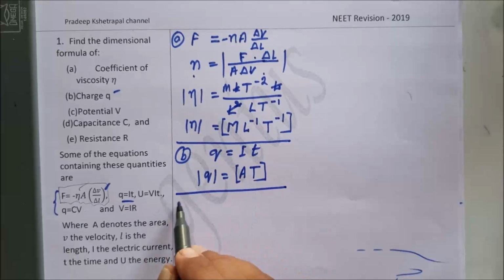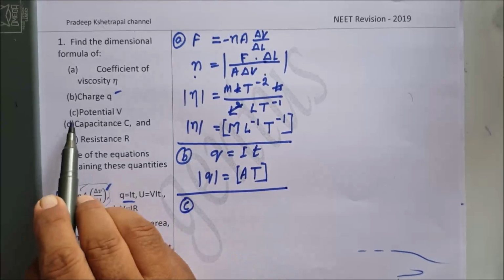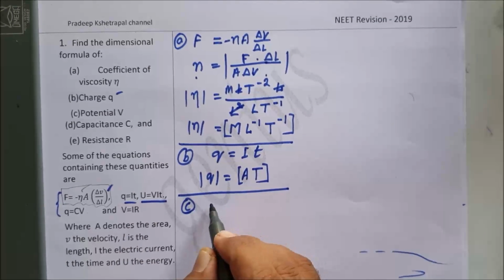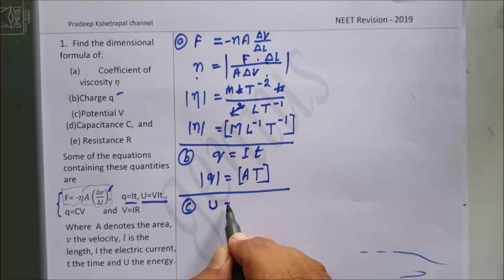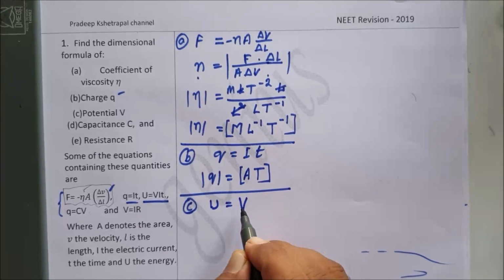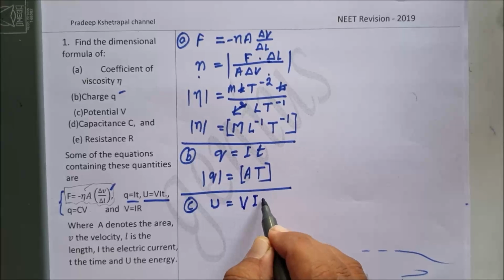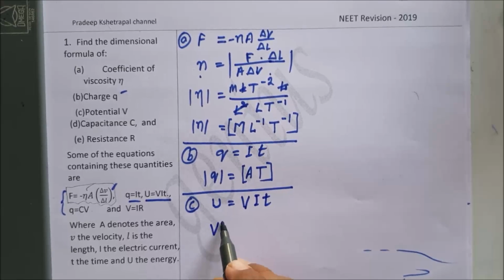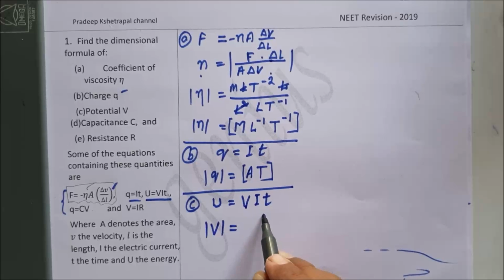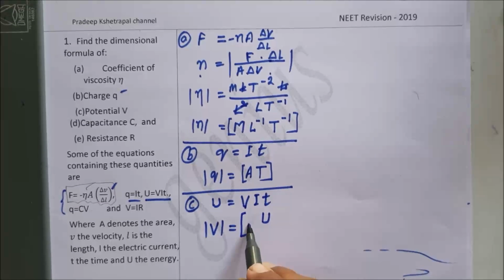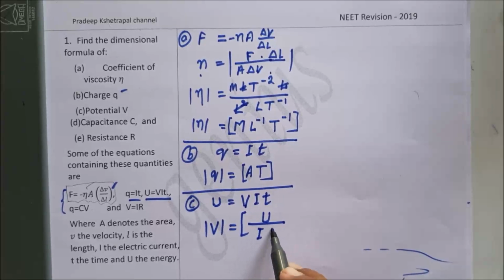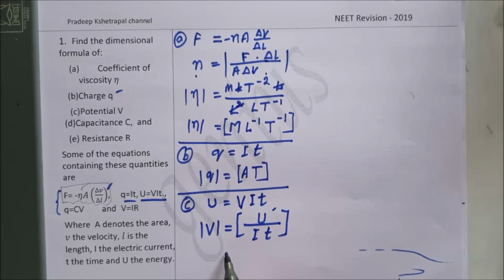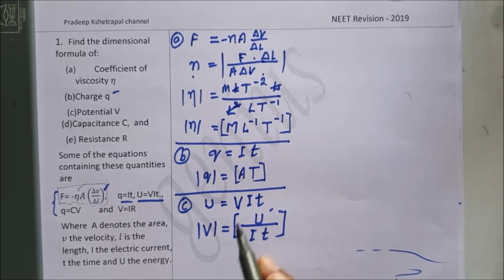Now we go for C. It says potential V, and we have to use the formula U is equal to V I T, where U is energy or work done, V is potential, I is electric current, T is time. Because we have to find V, the dimensions of V are equal to the dimensions of U divided by the dimensions of I and the dimensions of T. U is energy, energy is work done. So we know the dimensions.